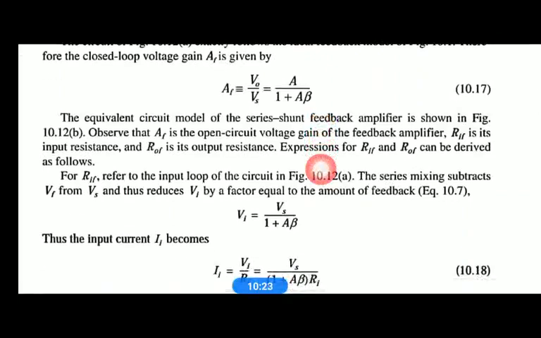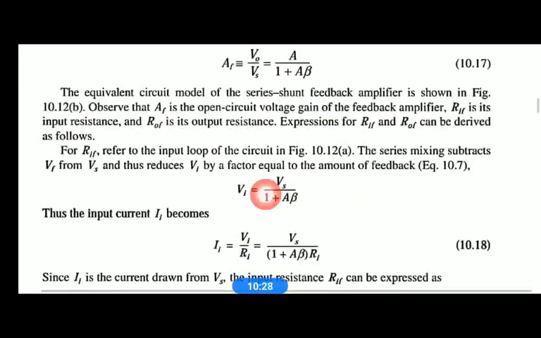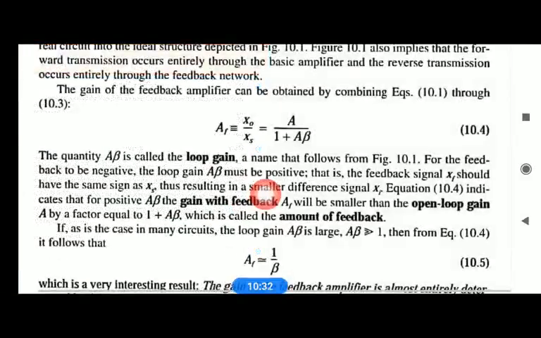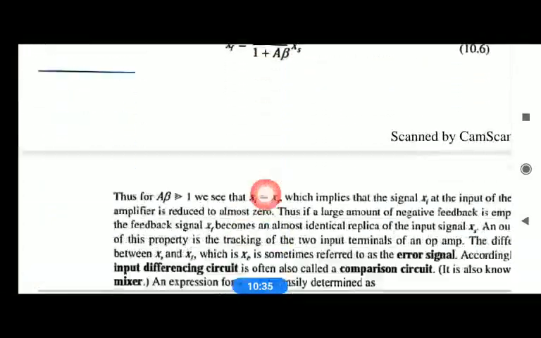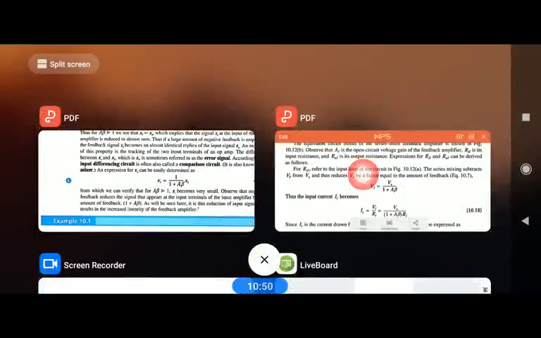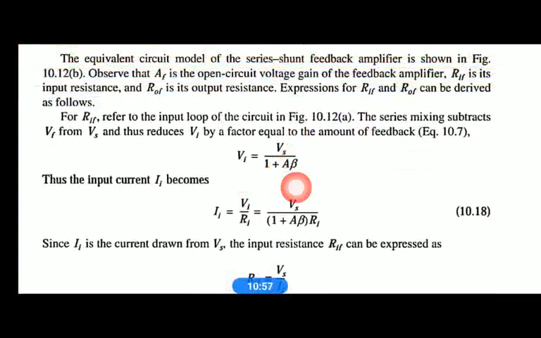Similarly, what is Vi, the input voltage? We derived that too. The input voltage Vi is Xi, so in our voltage amplifier circuit, Xi is Vi. Xi is equal to 1 divided by 1 plus A beta into Xs. You replace Xi with Vi and Xs with Vs. Therefore we can write that Vi is Vs divided by 1 plus A beta, according to that equation.